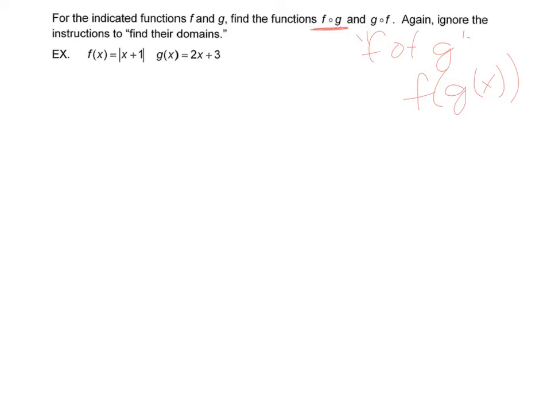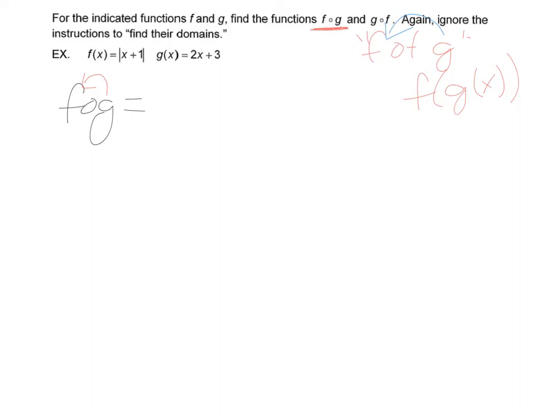Whichever notation is used, the function on the right will plug into the function on the left. It will replace the x. So we're supposed to do f of g and g of f. Let's start with f of g. The one on the right goes into the one on the left. So the entire g function, 2x plus 3, replaces the x in the f function.